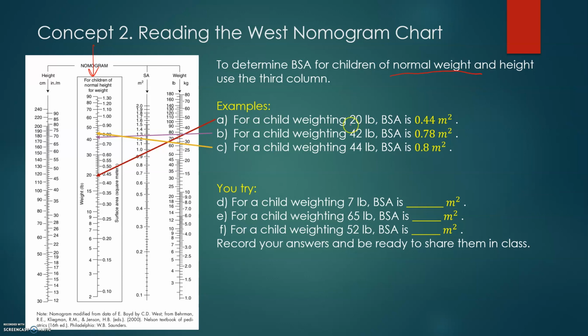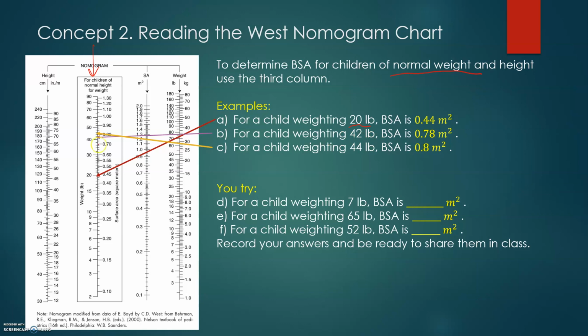So we have the weight 20 pounds over here, right? Weight in pounds, we found that, and right away, since it's normal weight, we don't need to use the height. So the surface area will be on the other side, 0.44 to be more accurate here, not 45. The purple line shows the solution for question B for a child weighing 42 pounds.